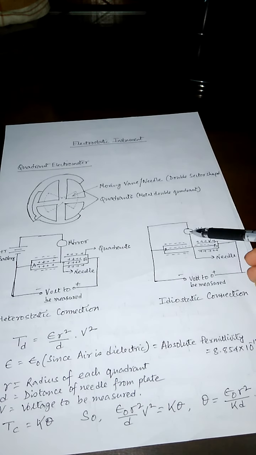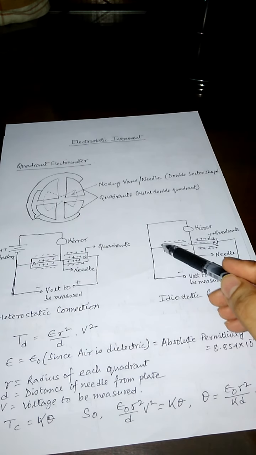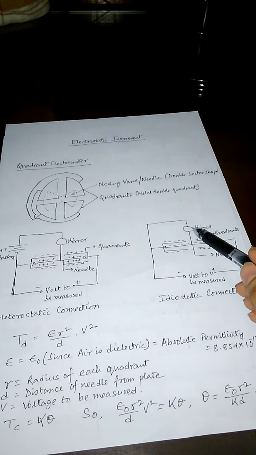Because if you are not applying this voltage, there is no accumulation of charge, and if there is no accumulation of charge, no electrostatic force is generated, so there will be no movement of this needle. The movement of this needle from its initial position to the position where the deflecting torque equals the controlling torque is the measurement of the voltage applied.